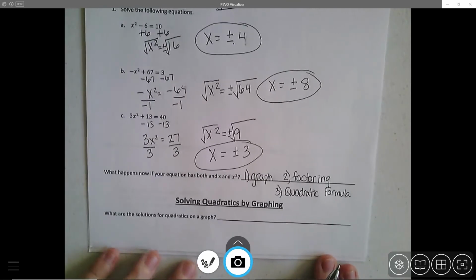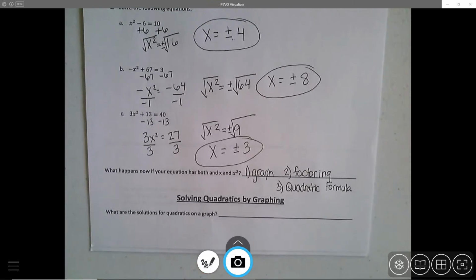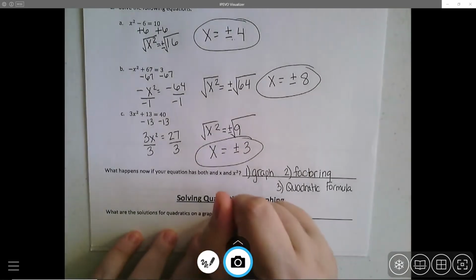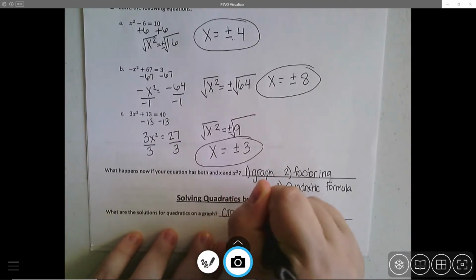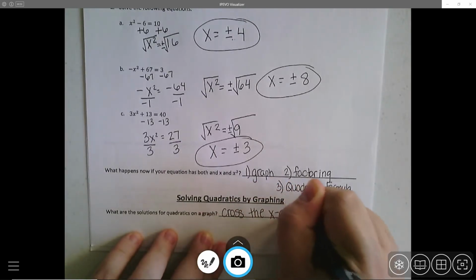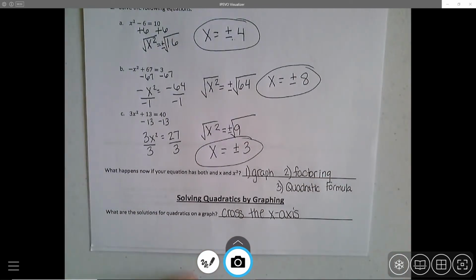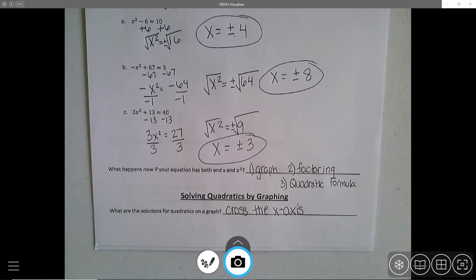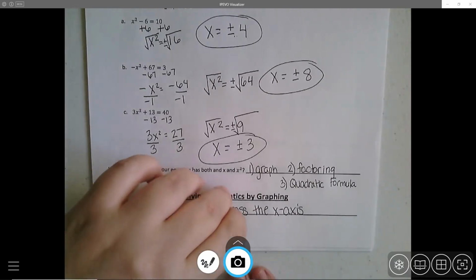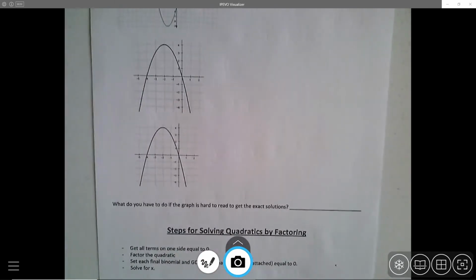When solving by graphing, you're going to graph the equation, which I will show you, and we'll look at it on Desmos together. We're looking for the solutions of the quadratic. Once it's on the graph, you are going to find where it crosses the x-axis. Where it crosses the x-axis, you write x equals, and whatever that x value is, that is your solution.